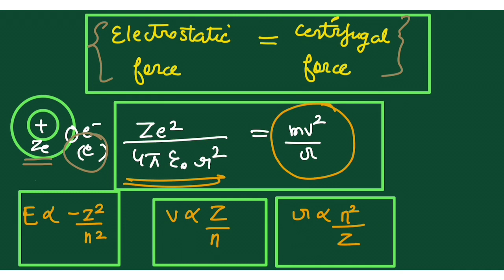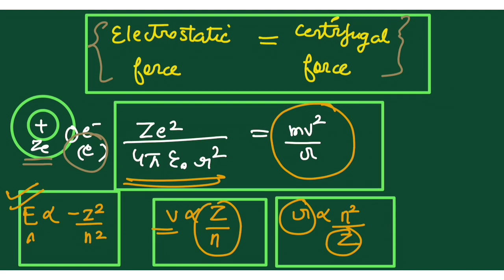Now, what you have to remember for the questions is that energy is directly proportional to minus z square divided by n square. Velocity is directly proportional to z and inversely proportional to n, and radius is directly proportional to n square and inversely proportional to z. This is all you have to remember.